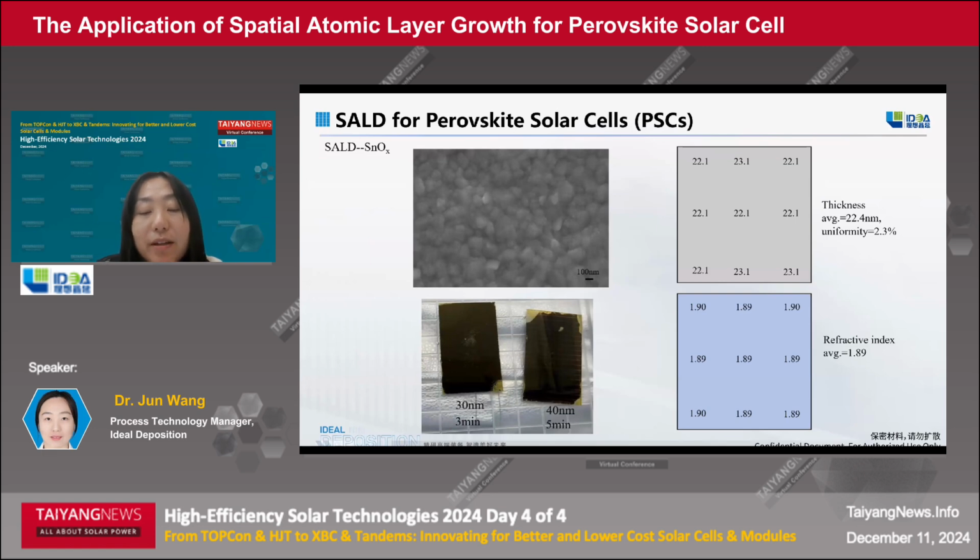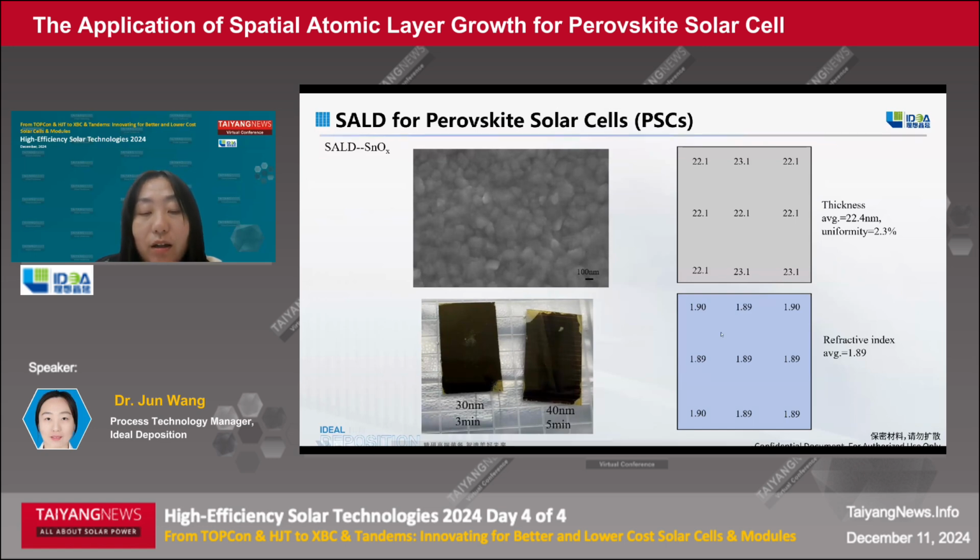A perovskite deposited with an SALD tin oxide layer was dipped into water completely. After 3 minutes, the perovskite with a 30 nanometer SALD tin oxide layer on top was flooded with water. After 5 minutes, the perovskite with a 40 nanometer SALD tin oxide layer on top was flooded with water.